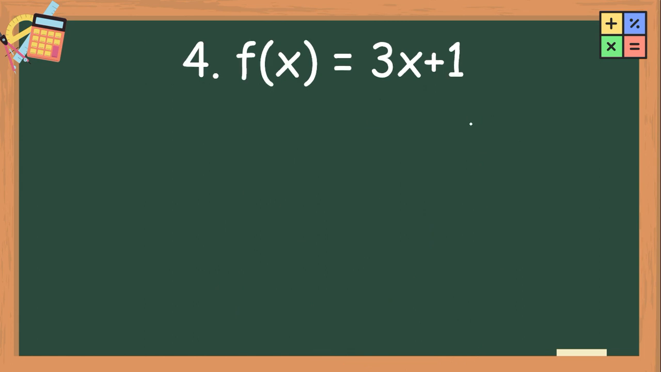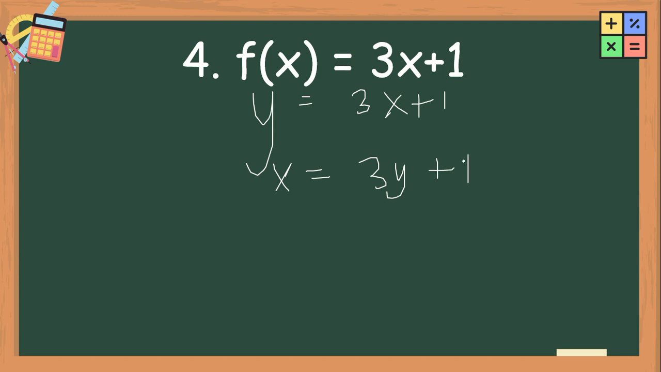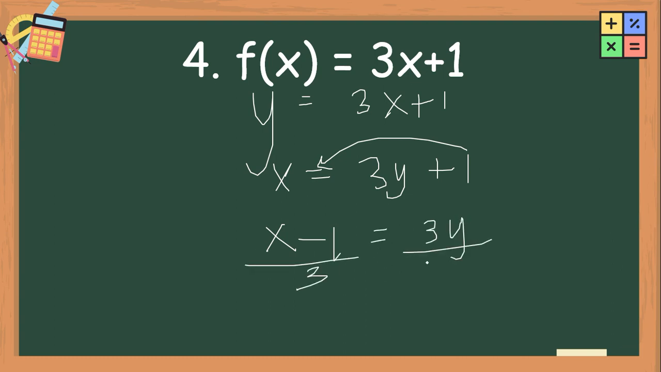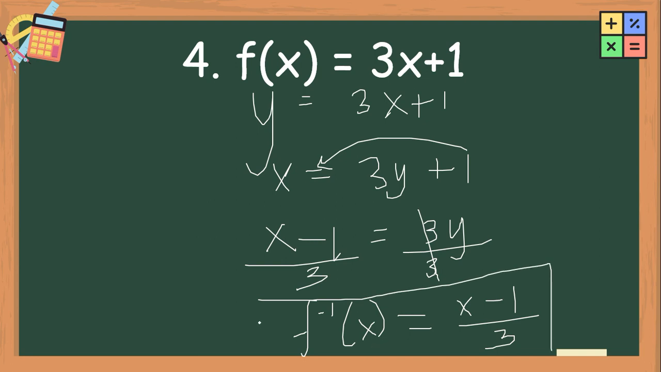Okay, number 4 naman. Number 4 is y is equal to 3x plus 1. Then, interchange na natin, x is equal to 3y plus 1. Again, yung 1 natin, lipat natin sa the other side. So, that will be x minus 1 is equal to 3y. Then, divide natin sa 3 to eliminate the number 3 para makuha na natin yung inverse ng y. So, the inverse function of 3x plus 1 is x minus 1 all over 3. Final answer. Diba? Madali lang.